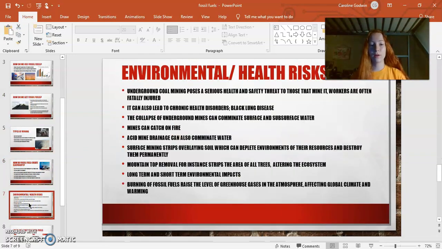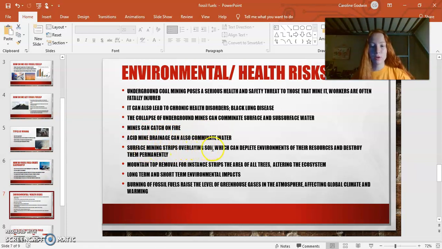The environmental and health risks associated with fossil fuels include: underground coal mining poses a serious health and safety threat to those that mine it. Workers are often fatally injured. It can also lead to chronic health disorders, such as black lung disease. The collapse of underground mines can contaminate surface and subsurface water. Mines can also catch on fire. Acid mine drainage can also contaminate water.